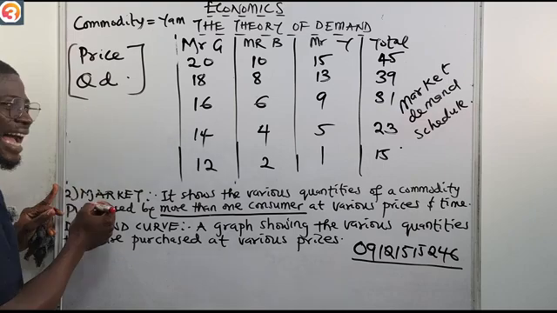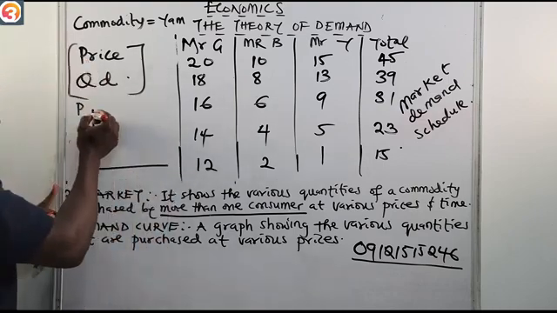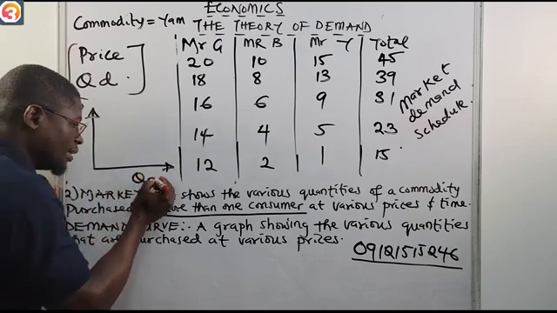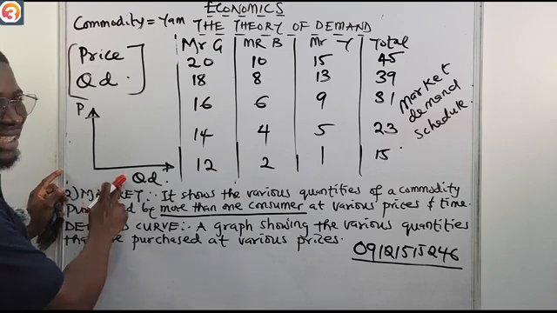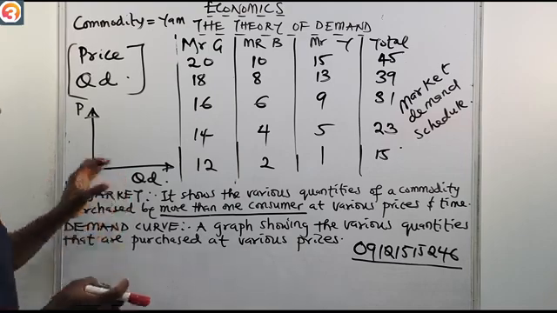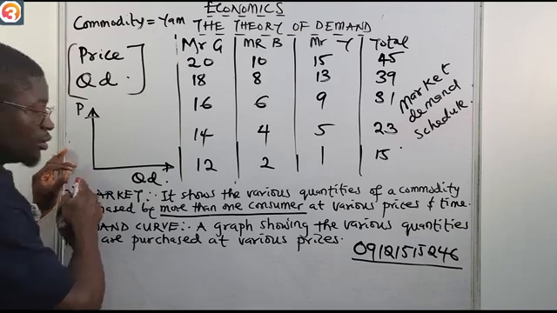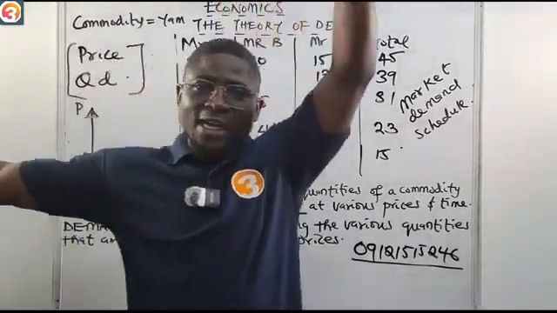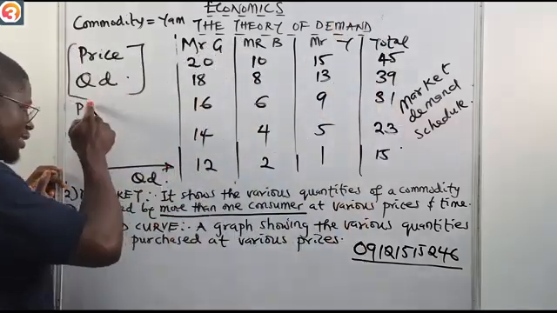The price is usually what? On the vertical axis. Okay, if you have your graph like this, the price is usually on this vertical axis, while the quantity demanded is usually on this horizontal axis that we call the x-axis. Okay, some of you do not know the difference between vertical and horizontal. This is vertical, this is horizontal.